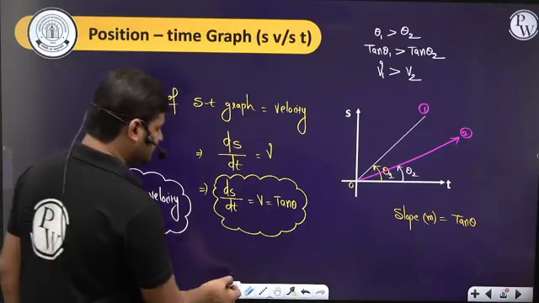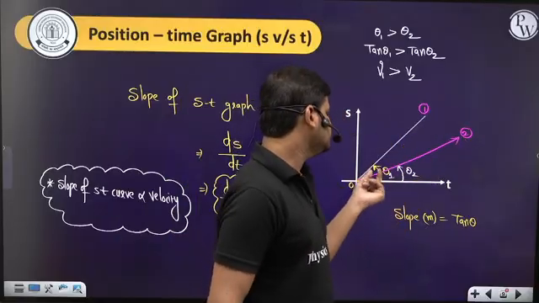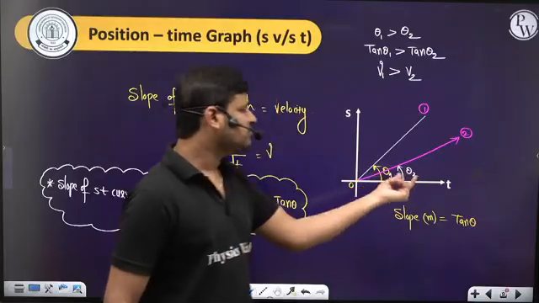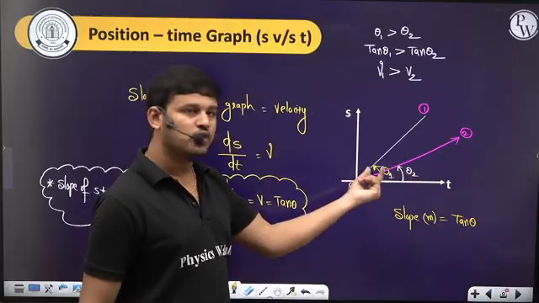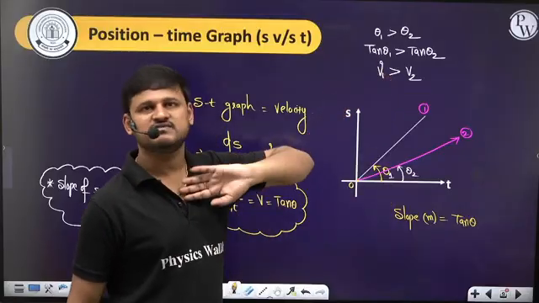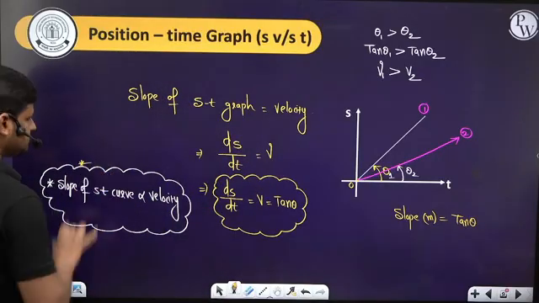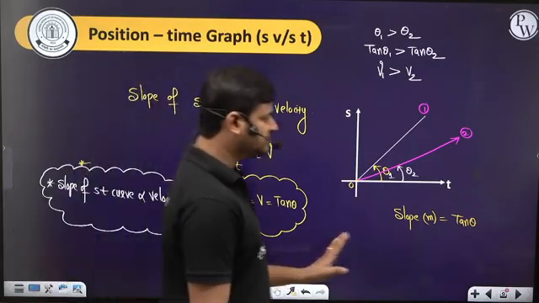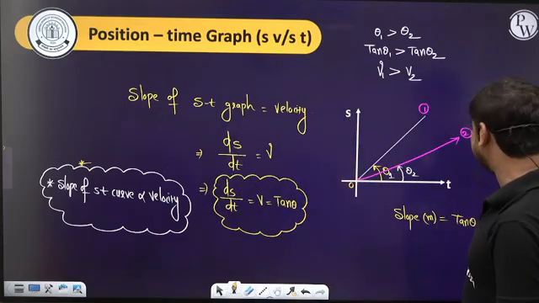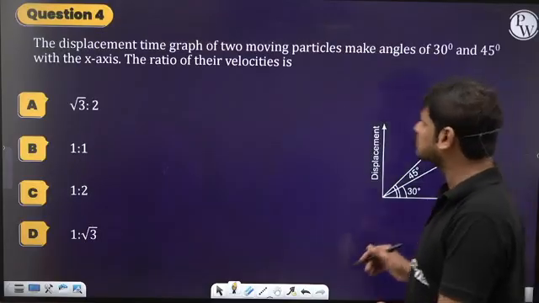So for example, in the exam they give: this is a body P, this is a body Q. This one makes some angle theta 1, and this one makes some angle theta 2. Whichever makes the larger theta has the larger tan theta, so the velocity will be more. Clear? That's why you can simply remember this part. Understood this part from the position time graph? Sure. So let's move further. Now let's see one question based on this.